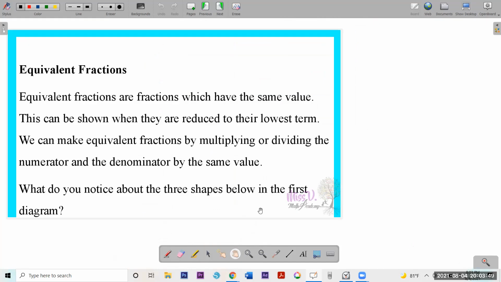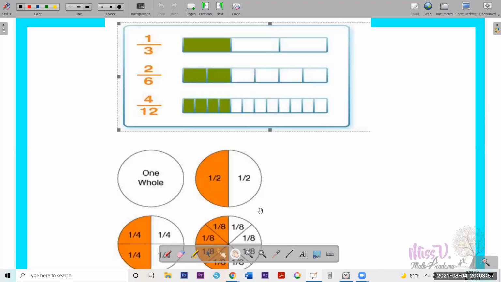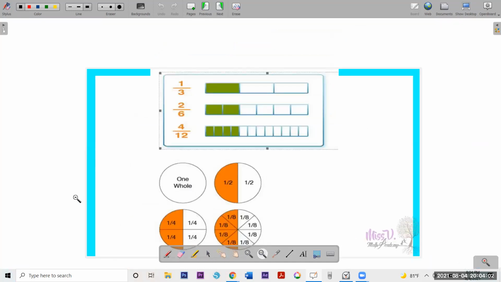All right, equivalence. When you hear the word equivalent, the first thing that should come to your mind is equal, okay? Equal fractions, so fractions that look different, but they are equal in quantity. So these are some examples. This is how you should visualize it.